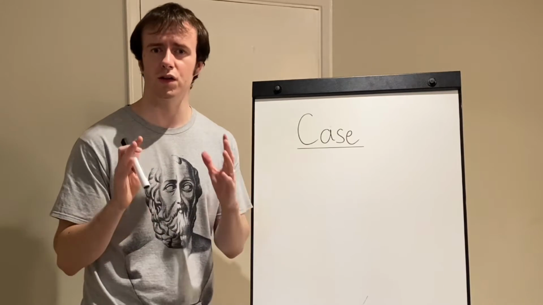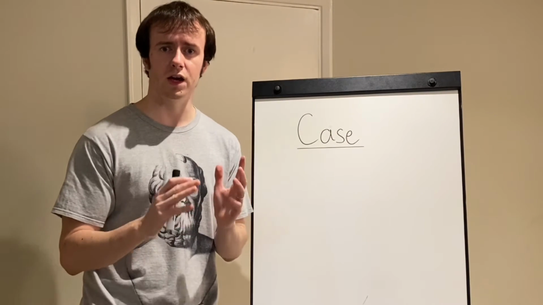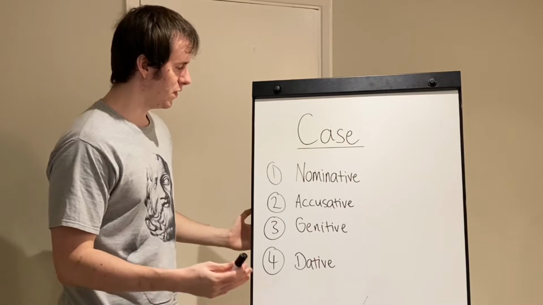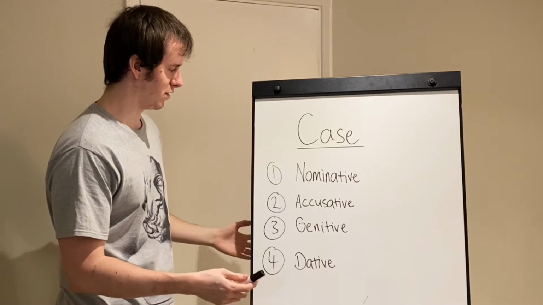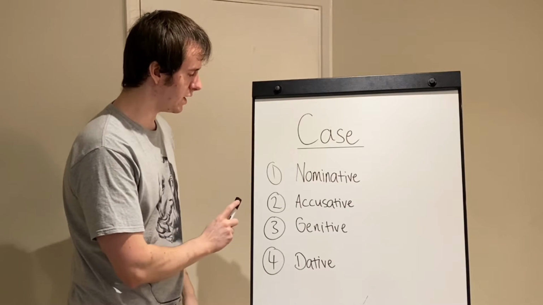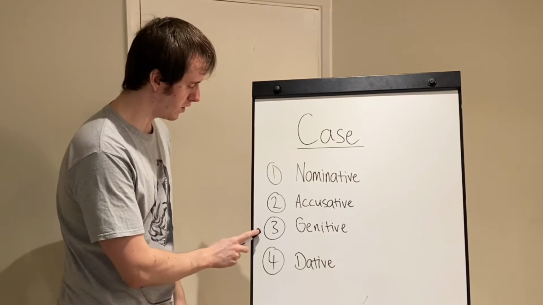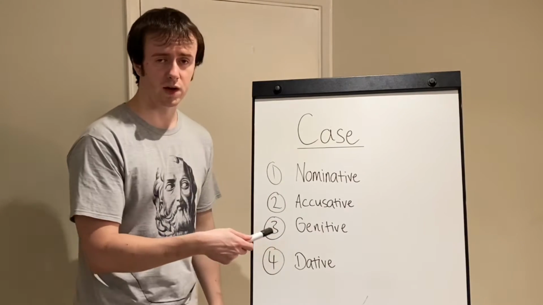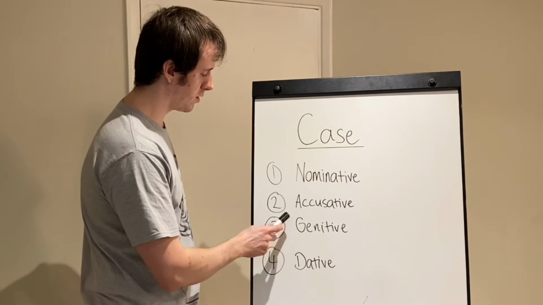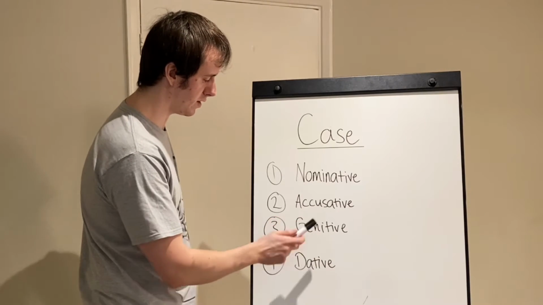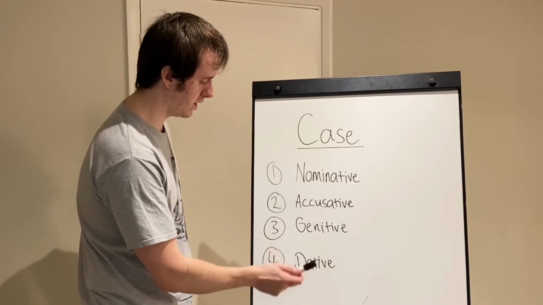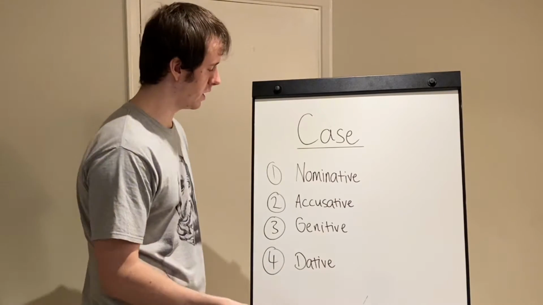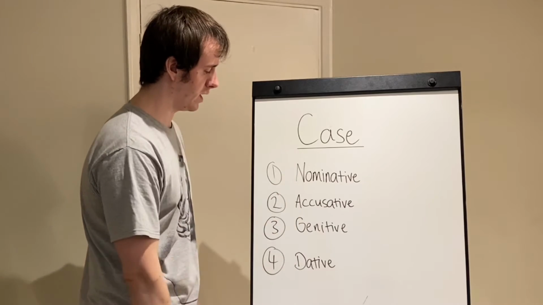Let's look at how this works in a bit more detail by looking at the four main cases in ancient Greek. These are the four main cases in ancient Greek. You've got the nominative case, the accusative case, the genitive case, and the dative case. The nominative case can be abbreviated NOM, the accusative case can be abbreviated ACC, genitive as GEN, and dative as DAT. So nearly every noun you will meet in ancient Greek can be in any one of these cases.